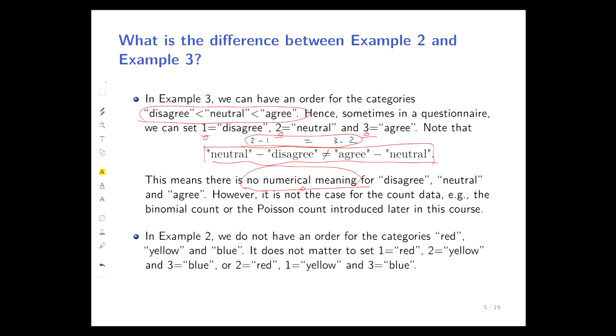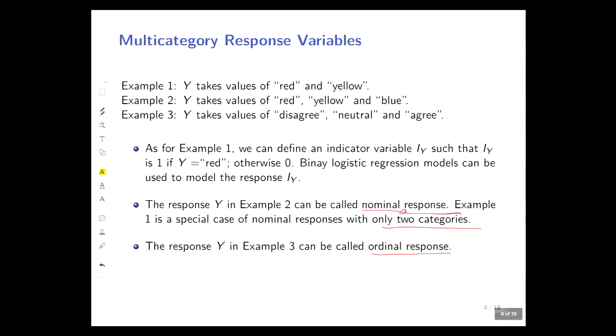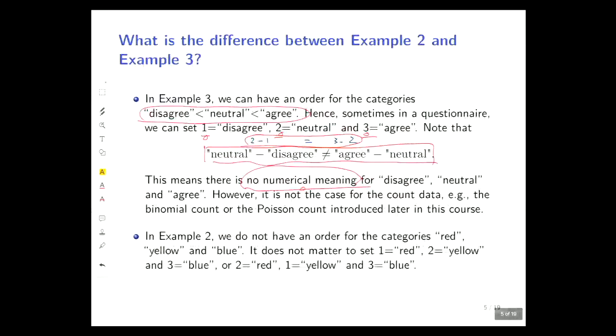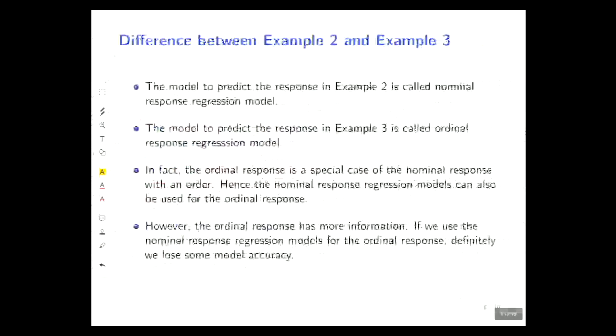Also we can consider example 2. With red, yellow, blue, we do not have any order for these three categories. That's the reason why we call it nominal response. And it doesn't matter whether we set 1 equals red, 2 equals yellow, 3 equals blue, or 2 equals red, 1 equals yellow, and 3 equals blue, because we do not have the order. That's the very important difference between example 2 and example 3.